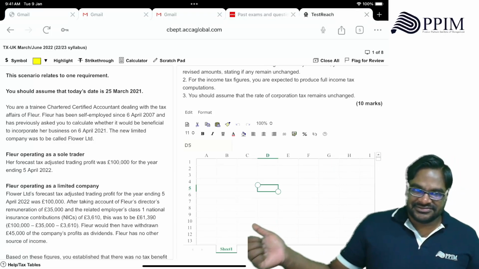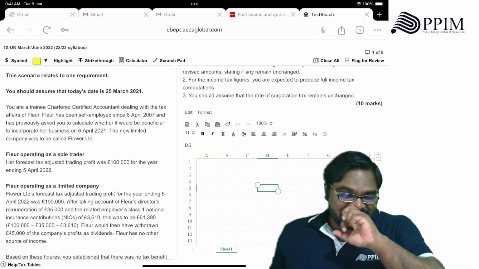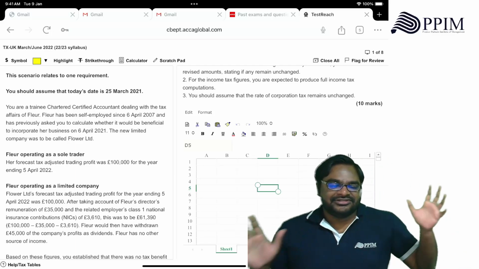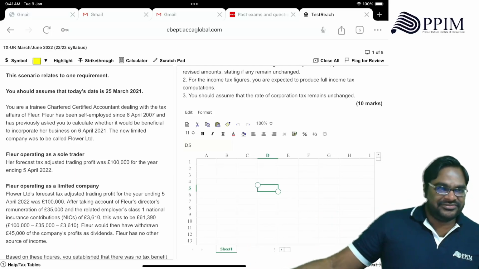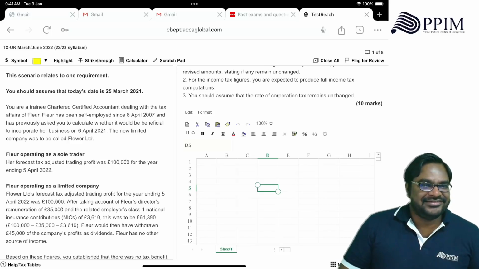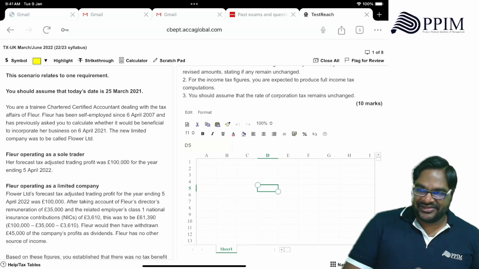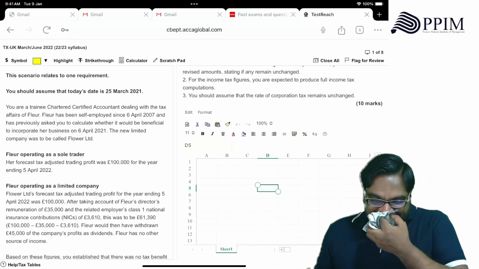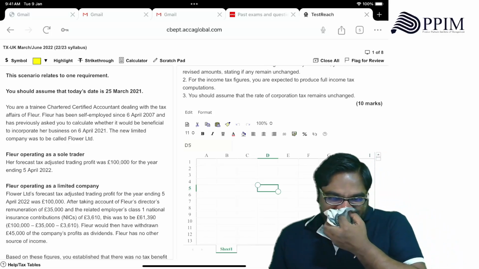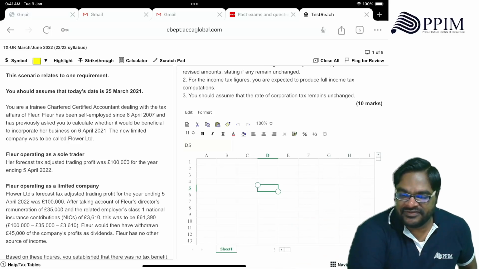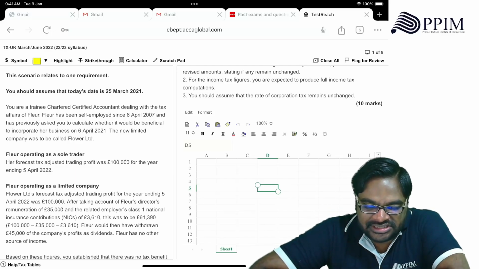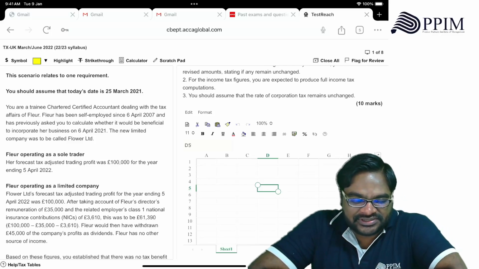We're good? Right. Unfortunately, this paper I haven't done the answer. So from the examiner's answer itself, we will walk through, because if I try to type everything, it will take additional time from your end, which we can use for another paper. We're good? Right. So you are a trainee chartered certified accountant dealing with the tax affairs of FLER. FLER has been self-employed since 6 April 2007 and has previously asked you to calculate whether it would be beneficial to incorporate her business.